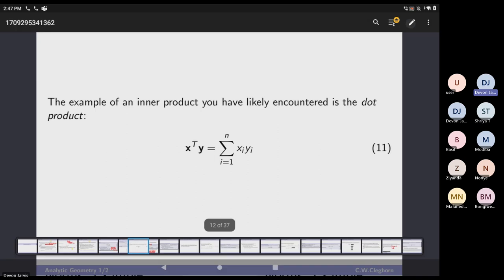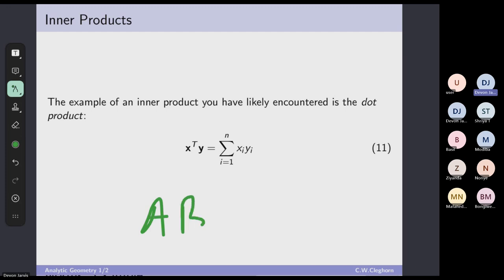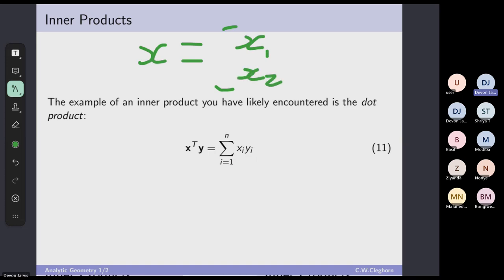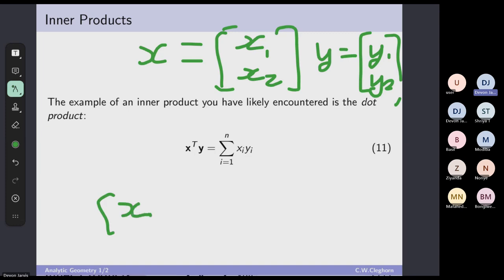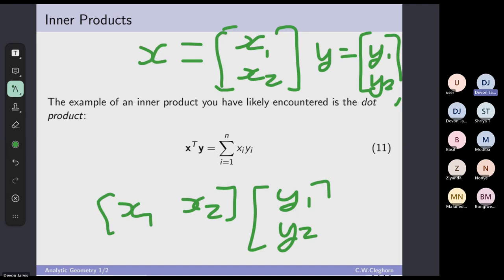If you're doing A times B, you're taking a row of A, multiplying it by a column of B, and doing the dot product. So the dot product is a general idea that can be extended to matrices, and it generalizes to matrix multiplication. The way it's defined is that you take X transpose times Y. Ultimately that corresponds to each of the individual elements of X times each of the individual elements of Y, summed together. For example, if X is X1, X2 and Y is Y1, Y2, then this will give you X1 times Y1 plus X2 times Y2. You just do the dot product of that normally. Okay, so that's the dot product.